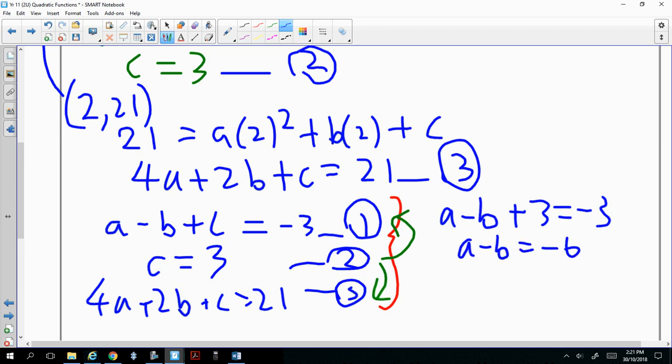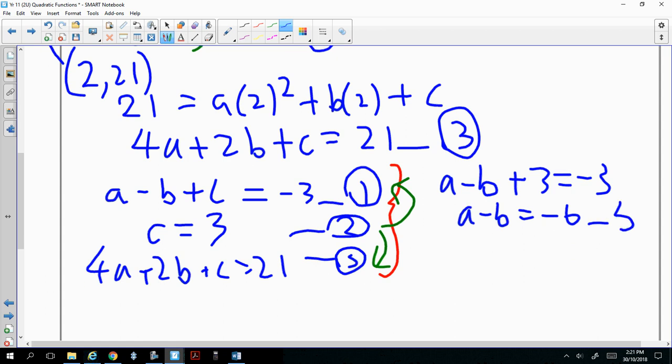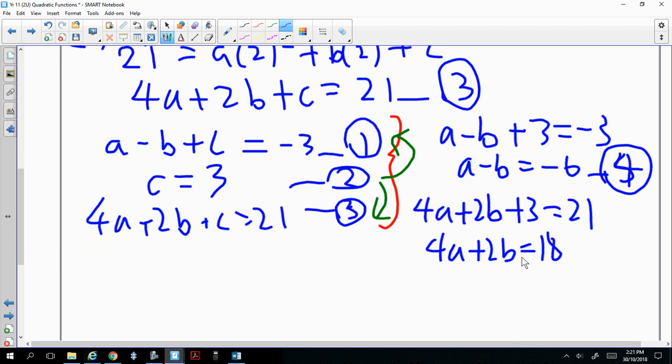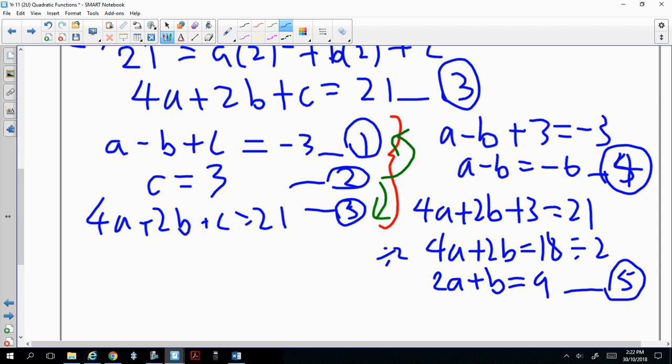And then we'll also substitute that into equation 3 as well. So we're going to go 4A plus 2B, and C is plus 3 again. So 4A plus 2B equals 18. Divide everything by 2, and you get 2A plus B equals 9. Alright, so equation 5. So we're going to highlight these two equations. I'm going to use a different highlighter this time, maybe green. I'll solve them simultaneously for A and B.